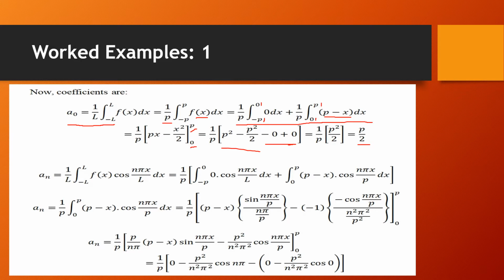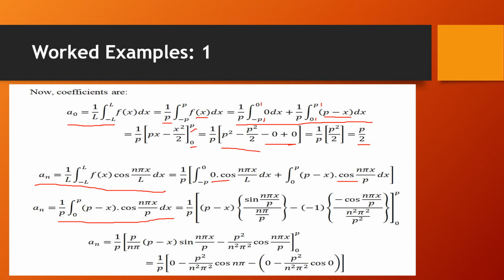Again we are going to calculate the value of a_n by putting the value of p and the function in the given formula, where capital L is p and the function again has two values, 0 as well as p minus x. For 0 we have the integration as 0. We are only going to calculate the value for 1 upon p, integration 0 to p, of (p minus x) cos(n pi x by p).